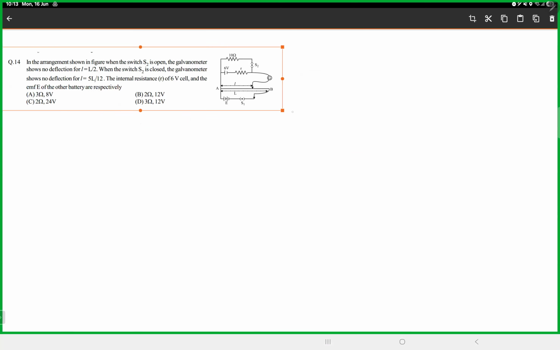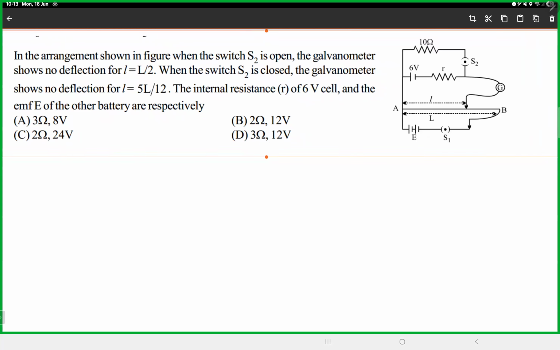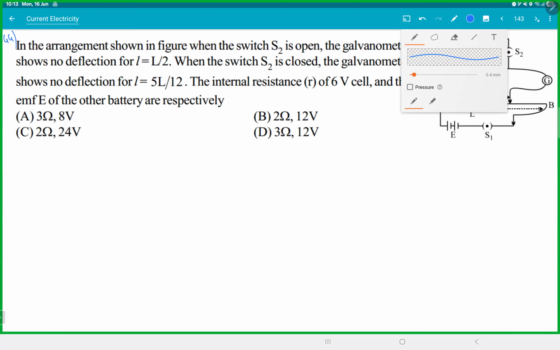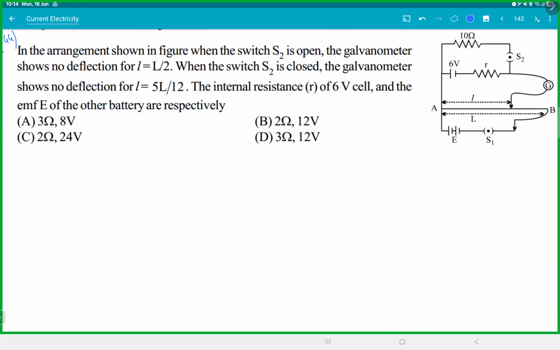Let's get the same question. I think if you got this, you understood. Let's get this. Switch S2 is open. It shows no deflection for L by 2. When switch S2 is closed, the galvanometer shows no deflection. So this is the primary circuit. The upper one is a secondary circuit now. Primary and secondary, they just kept up and down. Get this.